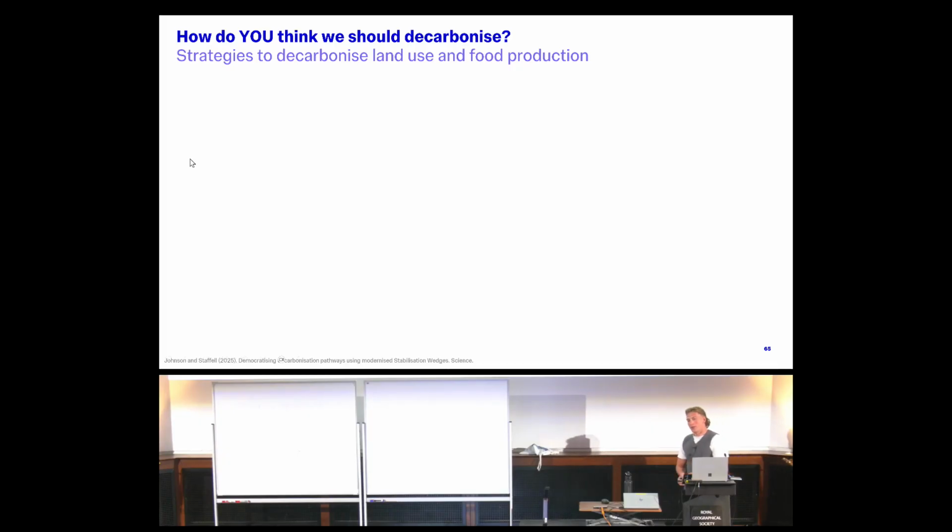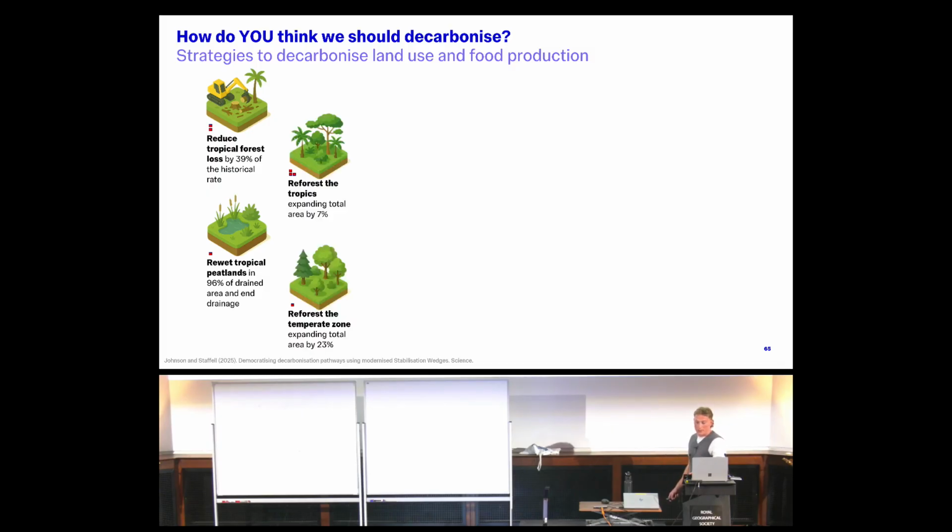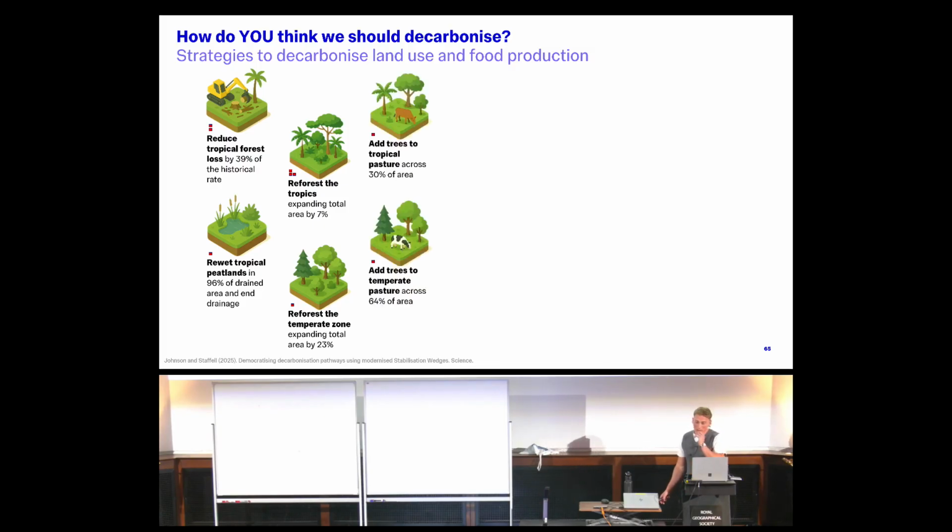So then lastly, this is an energy transitions lecture, but I could not finish without looking at the land sector and food production, where there are many other strategies. So I'll go through these a bit more quickly. But you've got reducing tropical forest loss. If we reduce that rate by roughly 2/5, we've got a wedge. Re-wetting tropical peatlands, if we re-wet all of those and stop any further drainage, we can also get a wedge. Expanding tropical forests by 7% or temperate forests by 1/4 gives us a wedge as well.